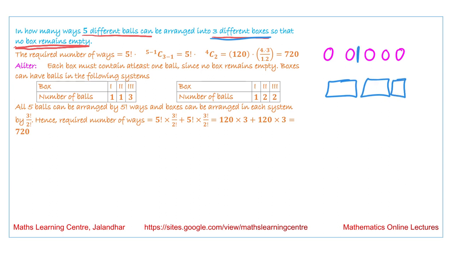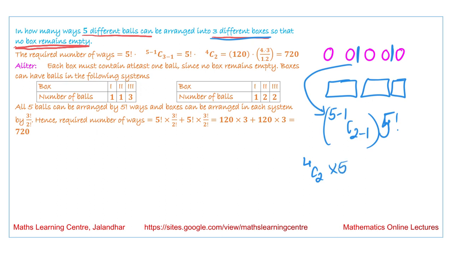It means we have to mark 2 points over here. So these 2 points can be marked in 5 minus 1 c 2 minus 1 into 5 factorial, n factorial it is. So the answer we obtain is 4c2 into 5 factorial, that is equal to 720. So this is by applying the direct formula.